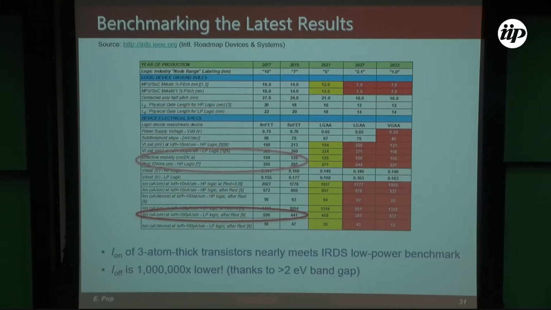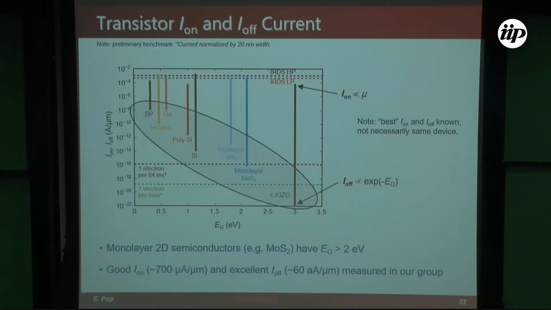And so it turns out, as I argued yesterday, I think, that the on current of our 3-atom thick transistor actually nearly meets the specifications, right? And the off current actually is better, right? So again, some good news. The bad news is, as I think I mentioned yesterday as well, that the contacts, the threshold voltage control, and the doping are really not that good for these devices, right? So that is a problem.